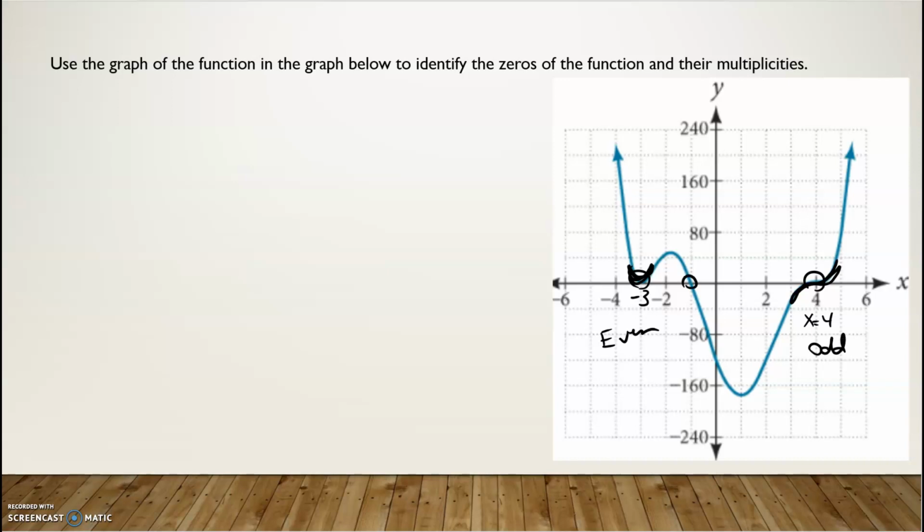Since this one just touches the x-axis, I know that this is going to be an even multiplicity. Since this one goes through the x-axis, I know that this is going to be an odd multiplicity. And also I have one right here. I almost missed that one. -1. It goes straight through, so this one is odd as well. So I have x equals -3, x equals -1, and x equals 4 for my zeros. Let's figure out their multiplicities. So let's move all of this.